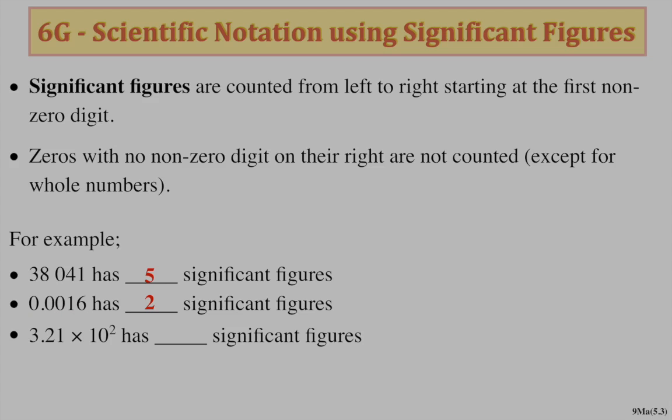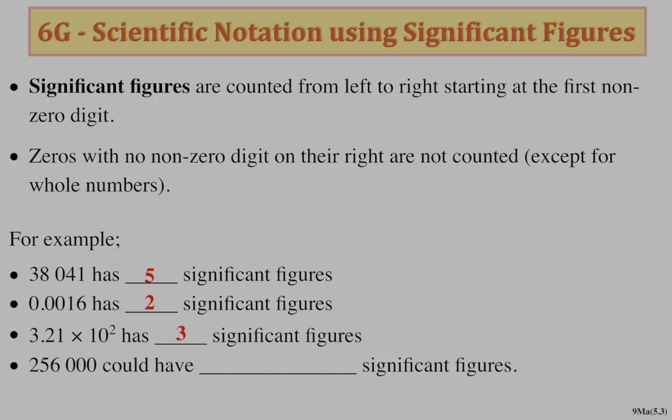What about this one? When it's written in scientific notation, you just ignore the times 10 to the power of 2. Forget it. We're just focusing on the 3.21. So we start counting from the first number that's not a zero. There it is, 3. So there's 1 number, 2 numbers, 3 numbers. So there are 3 significant figures.